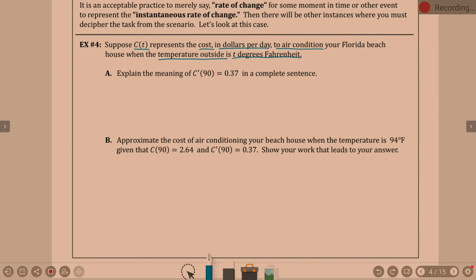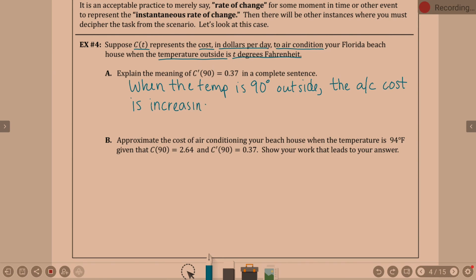So, when the temperature is 90 degrees, and I am going to specify outside just because that was the problem, right? When the temperature is 90 degrees outside, the AC cost is, again, it's increasing because it's positive, right? Is increasing at a rate of 37 cents per day.